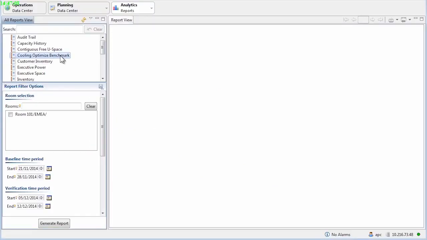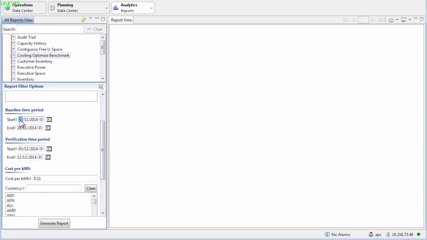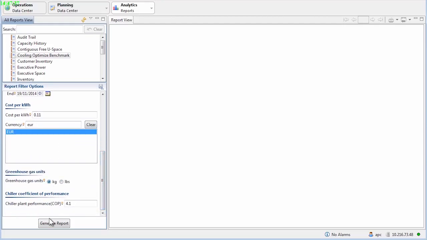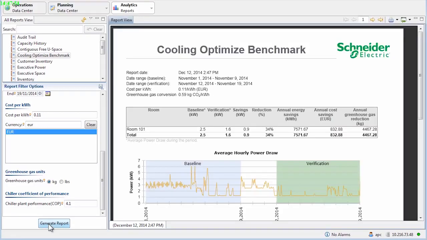Cooling Optimize activity could be tracked using reports. The Benchmark report is always comparing two time intervals. I'm selecting the period when sensors were installed, but no control enabled, as a baseline period. The verification period is when Cooling Optimize had taken control of the cooling units.